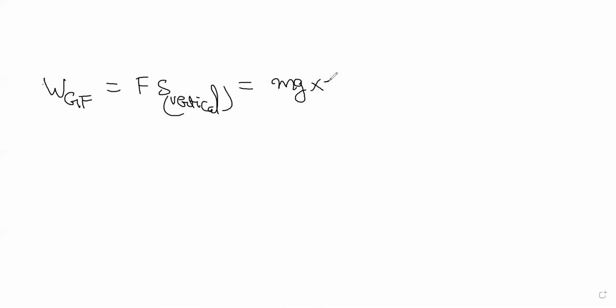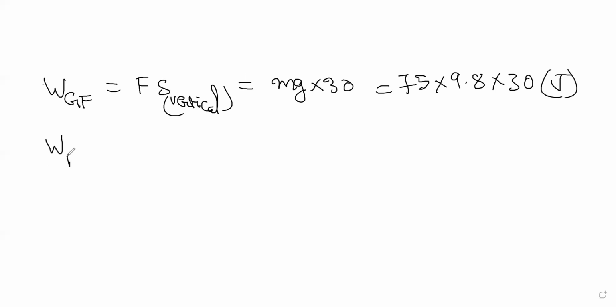Now, work done by the gravitation force is F into S, that is vertical. Yes, vertical only. This is what you have to understand. So F is mg, and the vertical displacement is about 30. So that is 75 into 9.8 times 30 is what you get. So this many joules.